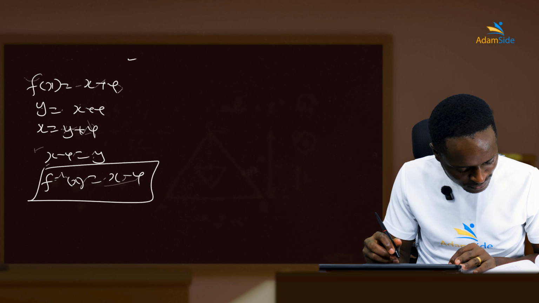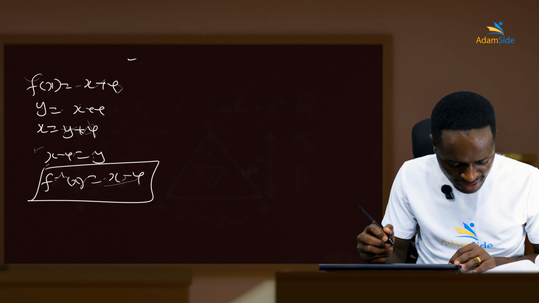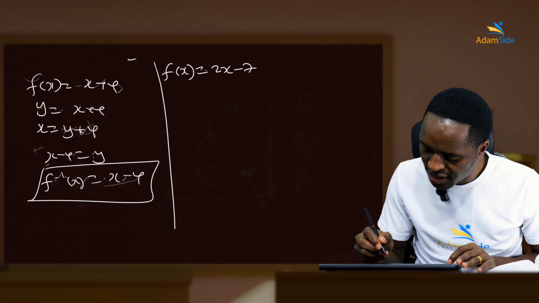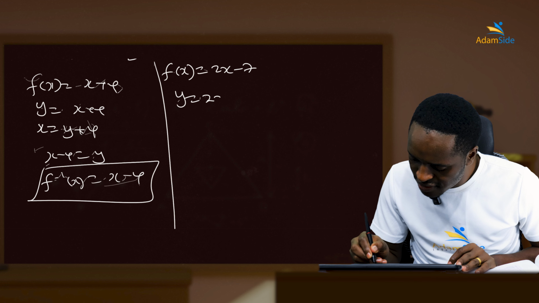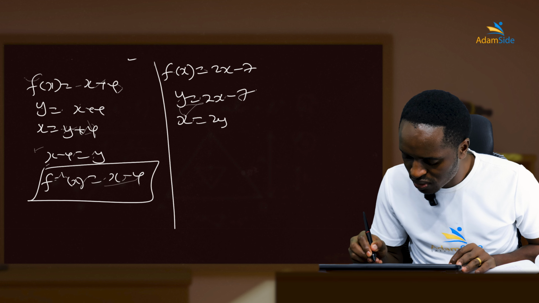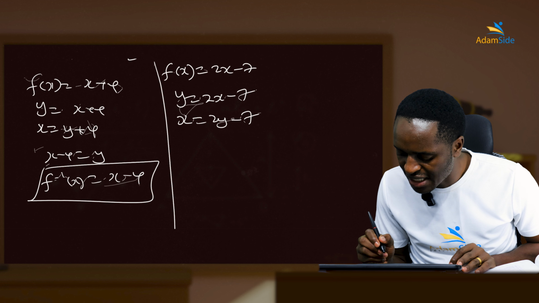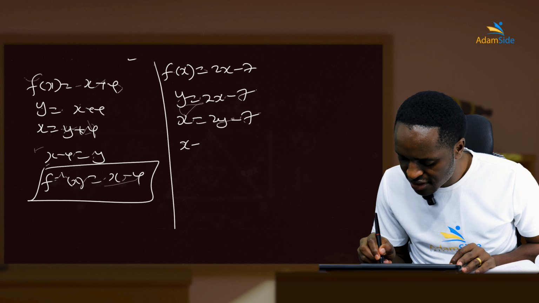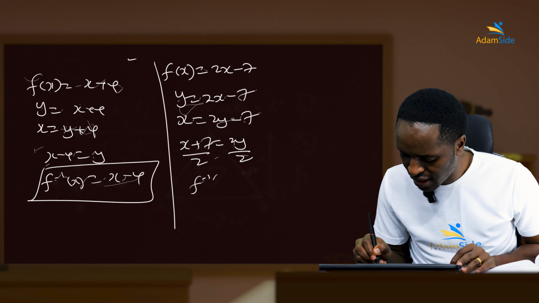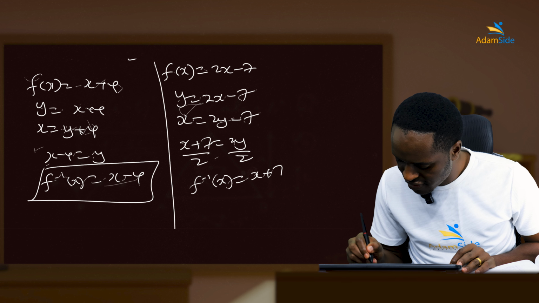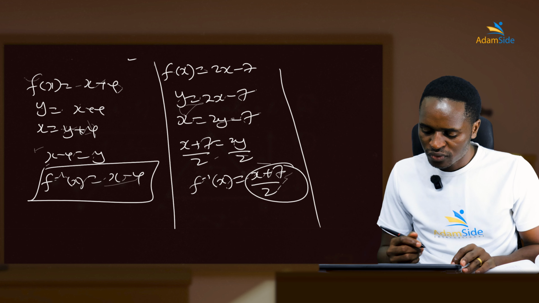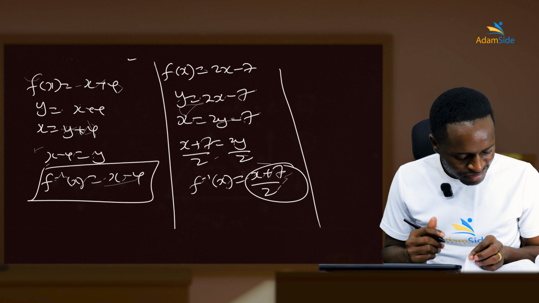Then next question. Let's say you have f of x is equal to 2x minus 7. You're supposed to find the inverse. Say y is 2x minus 7. So swap the variables. X is equal to 2y minus 7. So add both sides by 7. X plus 7 is equal to 2y. Divide by 2, divide by 2. They say f inverse of x is equal to x plus 7 divided by 2. This becomes your value. Finding the inverse.